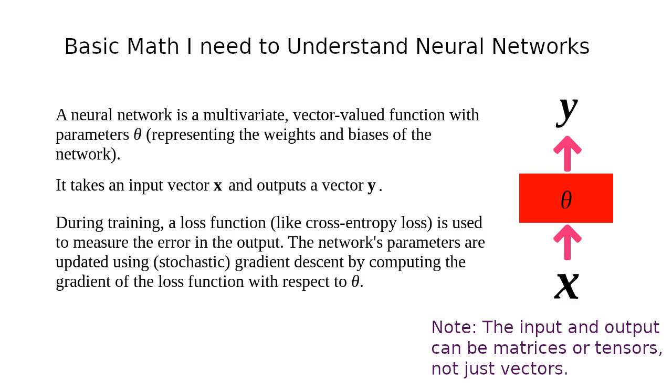Neural networks can often be seen as functions with adjustable parameters. These functions take inputs in the form of vectors, matrices, or higher-order tensors and generate outputs. During training, a loss function like cross-entropy loss is utilized to measure the error in the output. The network's parameters are then updated through gradient descent, which involves calculating the gradient of the loss function with respect to the parameters.